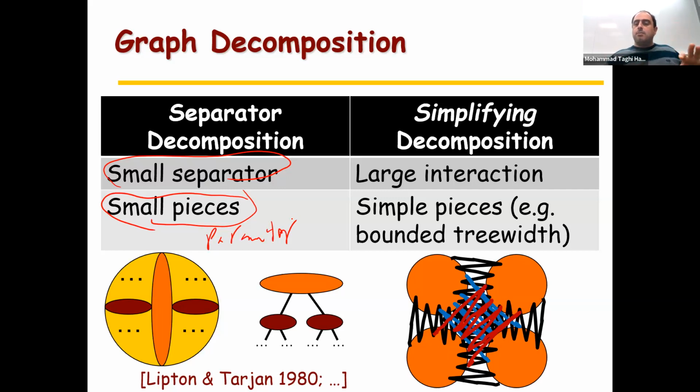In the simplifying decomposition, it is a completely different approach. And here, you are having some simple pieces. What's the meaning of that? You decompose this graph not such that you have a small size or a small parameter. You have a very large graph, but you know that the structure of each of these pieces is very structured. In particular, they have bounded treewidth, or some versions of bounded treewidth, but they may have a very large intersection. So in that sense, these are two different approaches.